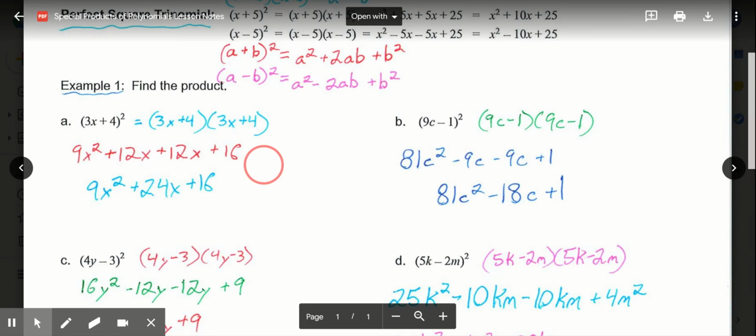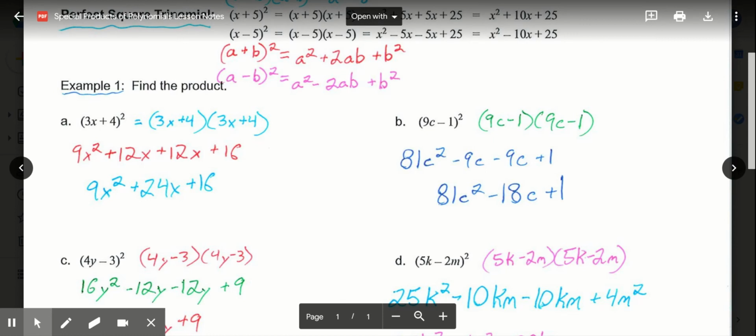So if you FOIL, this would be your step in the middle, first, outer, inner, last, and then you combine like terms. But I'm just going to focus on the blue font here. And how do I get from 3x plus 4 squared to my final answer using the rule? So we have a squared. 3x squared is 9x squared, 3x times 3x. 2 times a times b. So 2 times 3x is 6x, times 4 is 24x. And then b squared at the end. So 4 squared is plus 16.